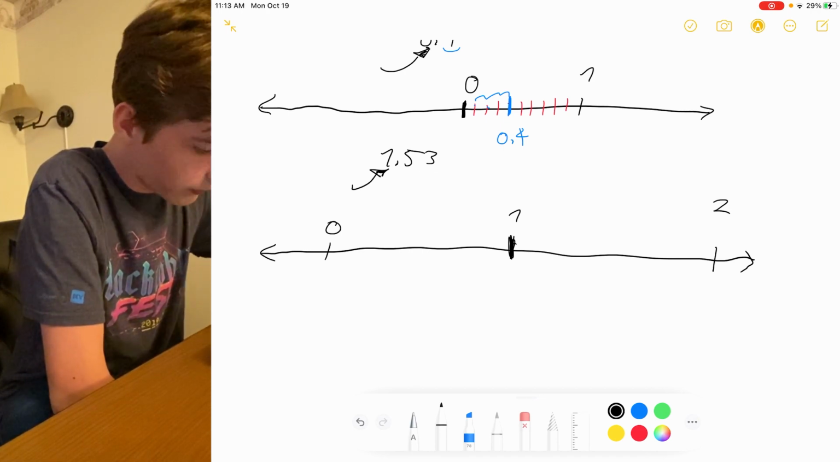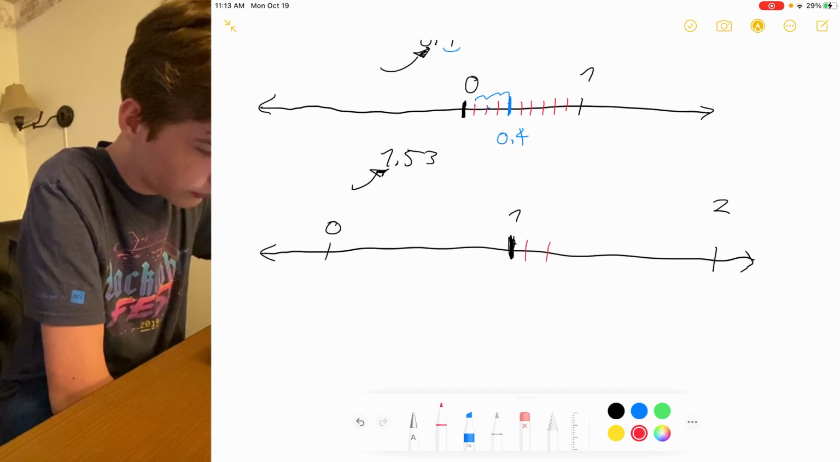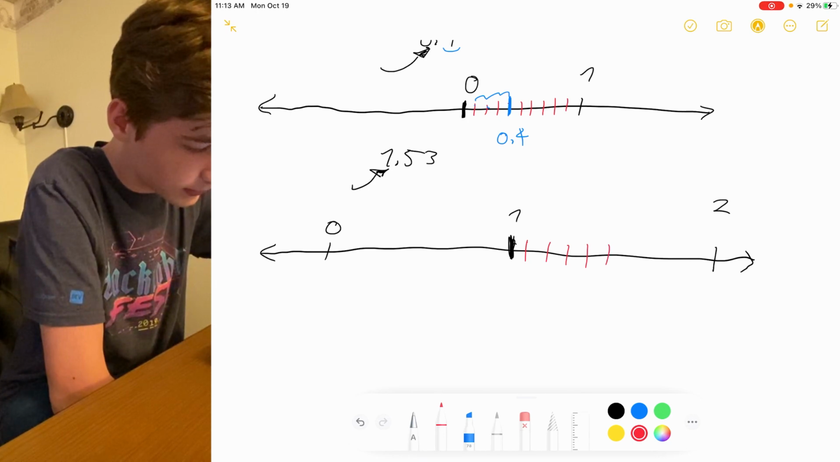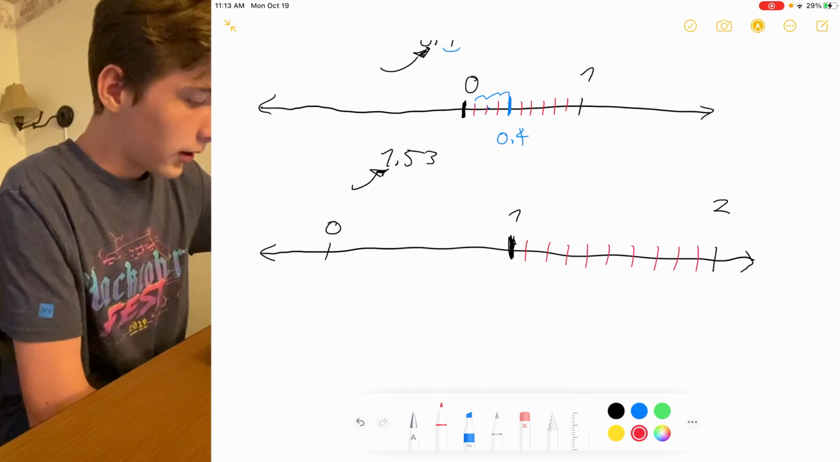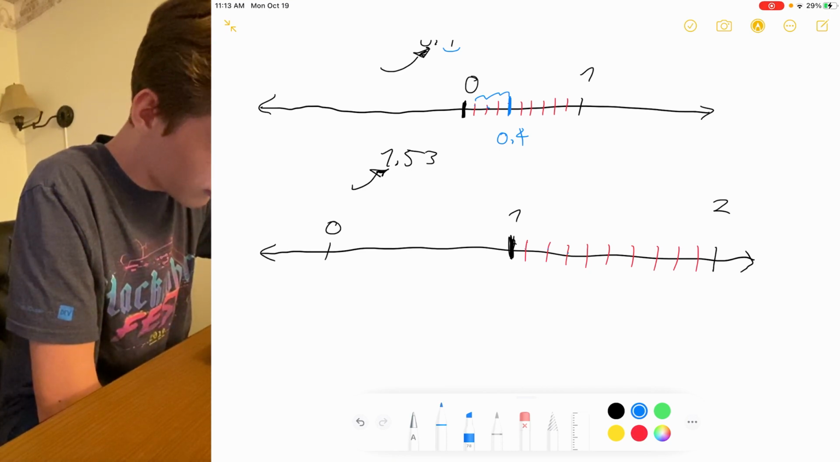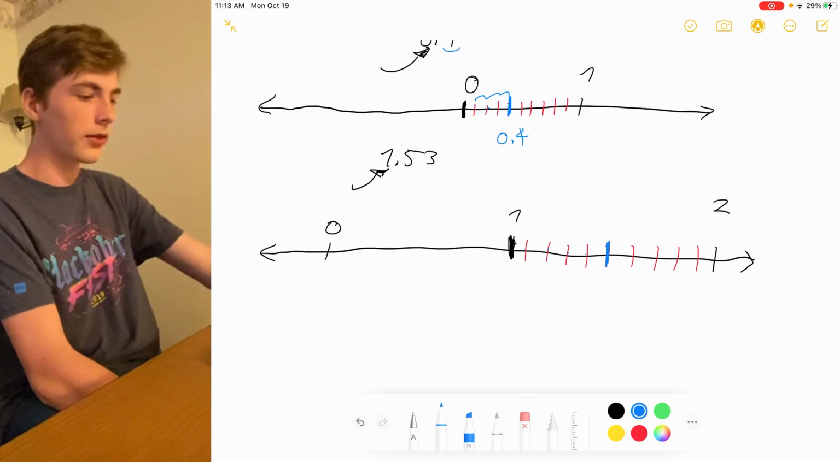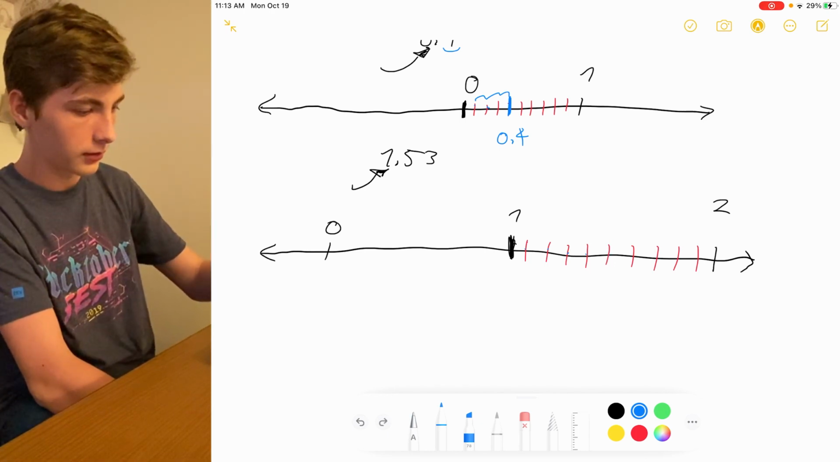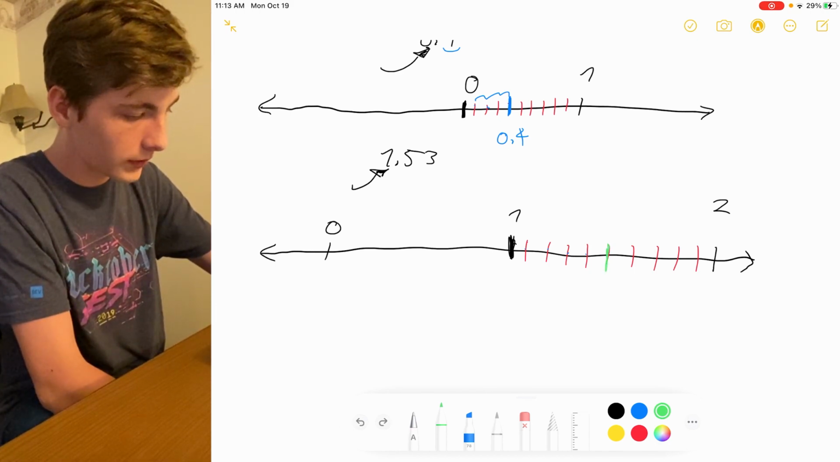So if we start with 5, let's divide this space up into 10. So 1, 2, 3, 4, 5, 6, 7, 8, 9, 10. If we go 5 of those spaces, we'll see 1, 2, 3, 4, 5. And see, I did not even give myself enough room, even with all that. Actually, let's do that in green. 1, 2, 3, 4, 5.